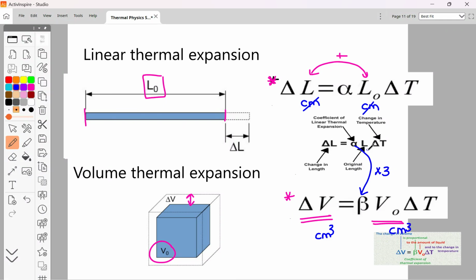So this type of experiment can be used to determine the coefficient of linear expansion or the coefficient of volume expansion. So that could be a graphing question. And at the end of this chapter, I'll put all the options for graphing questions that you could get there.